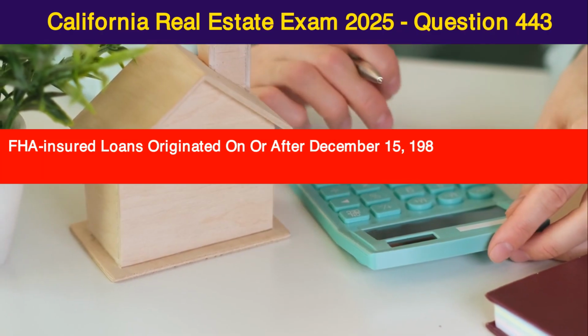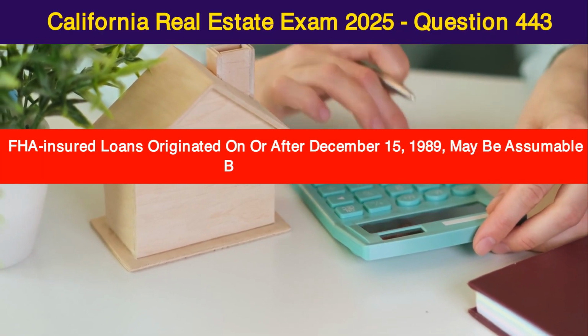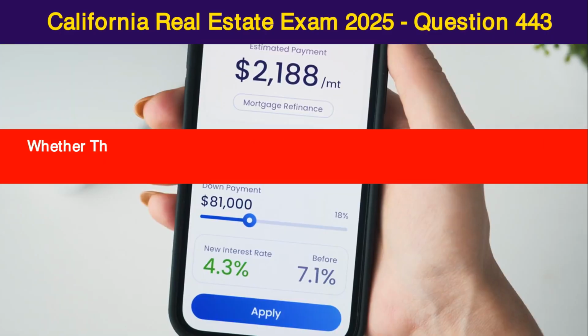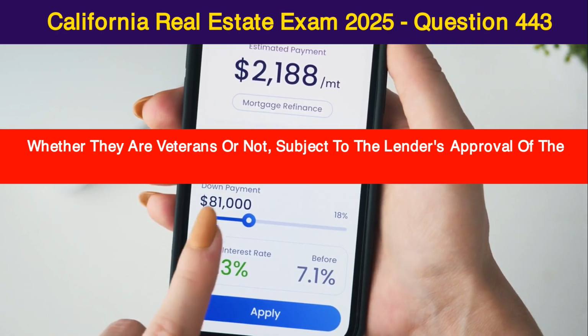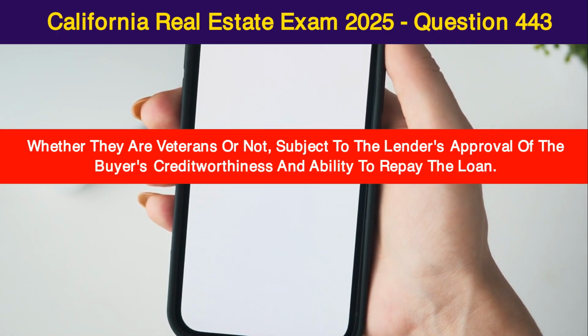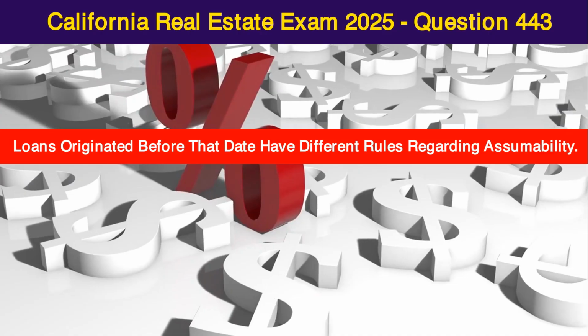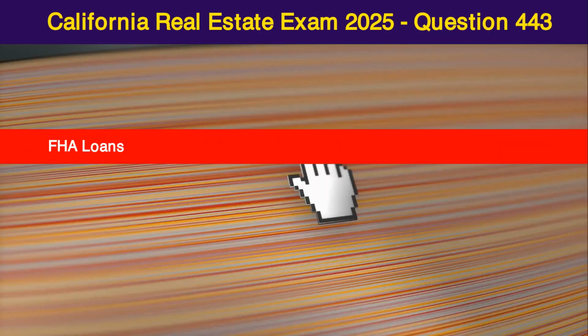FHA insured loans originated on or after December 15, 1989, may be assumable by qualified buyers, whether they are veterans or not, subject to the lender's approval of the buyer's creditworthiness and ability to repay the loan. Loans originated before that date have different rules regarding assumability.